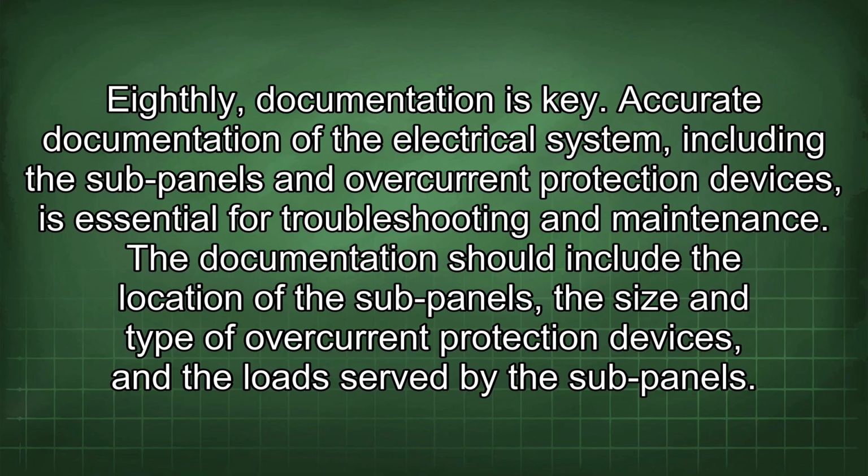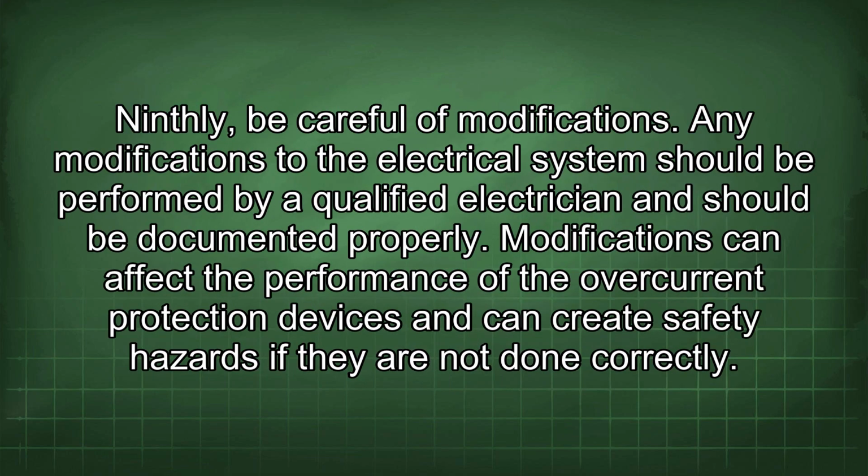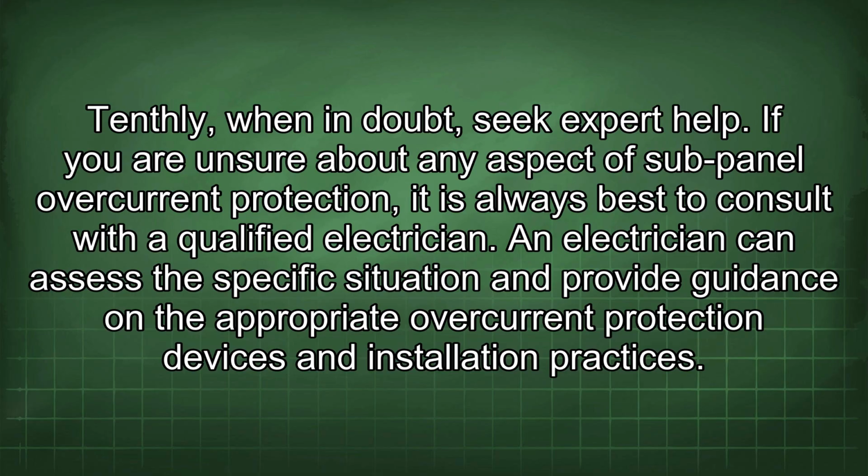Eighthly, documentation is key. Accurate documentation of the electrical system, including the subpanels and overcurrent protection devices, is essential for troubleshooting and maintenance. The documentation should include the location of the subpanels, the size and type of overcurrent protection devices, and the loads served by the sub-panels. Ninthly, be careful of modifications. Any modifications to the electrical system should be performed by a qualified electrician and should be documented properly. Modifications can affect the performance of the overcurrent protection devices and can create safety hazards if they are not done correctly. Tenthly, when in doubt, seek expert help.